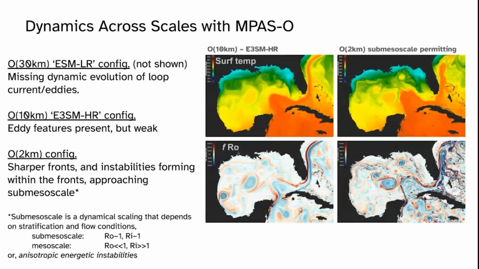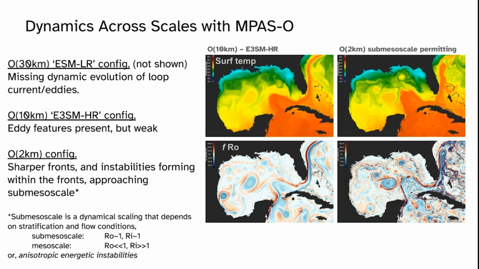I'd like to start with a little motivation for why we want to do this. Here's an example of dynamics across scales with MPAS-Ocean. Traditionally, climate models have been, by necessity, fairly coarse resolution, being a degree or half degree. Here's an example in the Gulf of Mexico. The Atchafalaya River comes in right about here. I think it comes in right about here, just so you know.